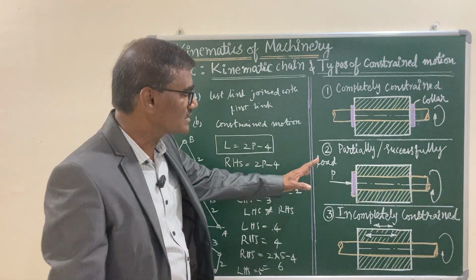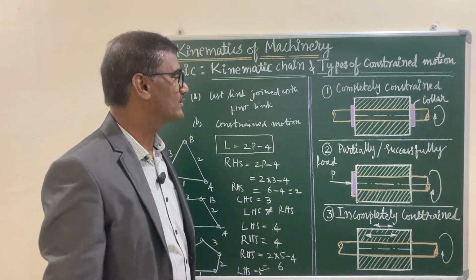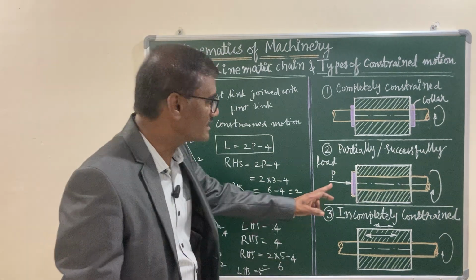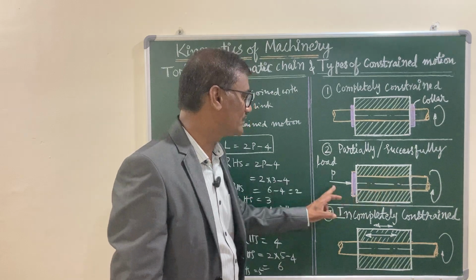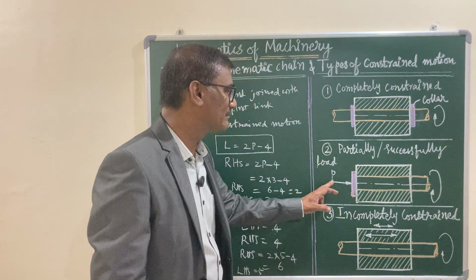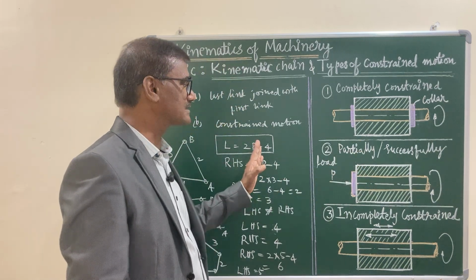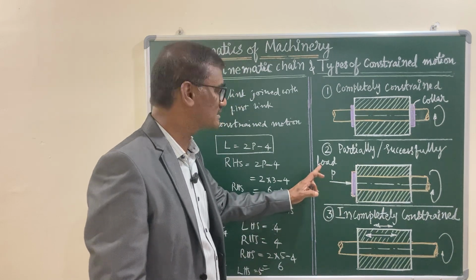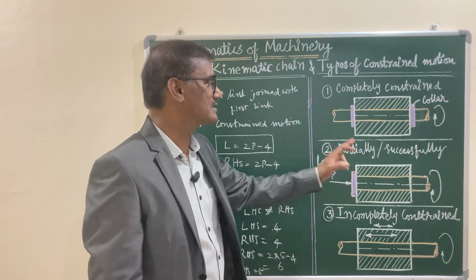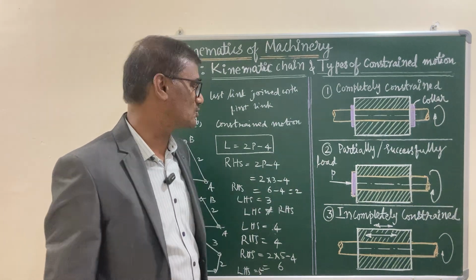Let us look at the second one, that is partially constrained motion, which is also known as successfully constrained motion. You have a collar on one side, the other side is free. So if you remove this load P, what happens? It rotates as well as it can slide along the axis. So that sliding you are arresting by means of external force, and that is the reason that particular motion is called partially or successfully constrained motion.